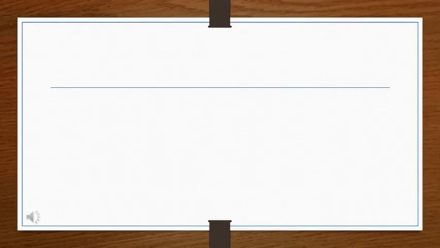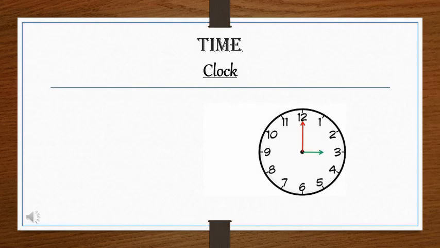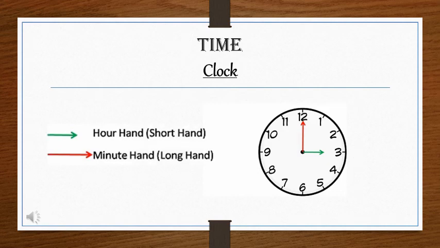Hello children, today we will learn about time. In time, first let's learn about a clock. As you can see in the picture, a clock has two hands, one short hand and one long hand. The short hand shows the hour, but the long hand shows the minute.